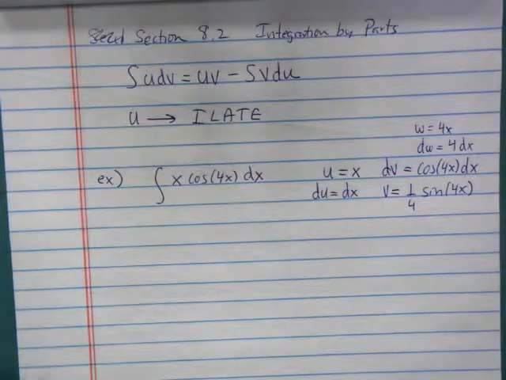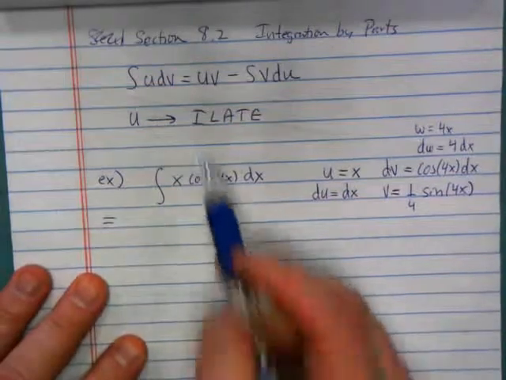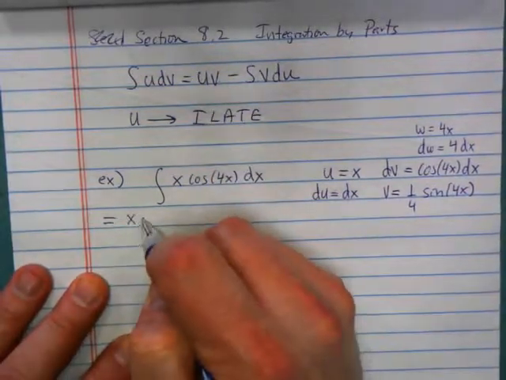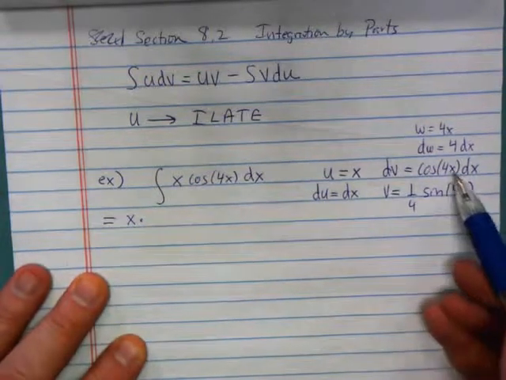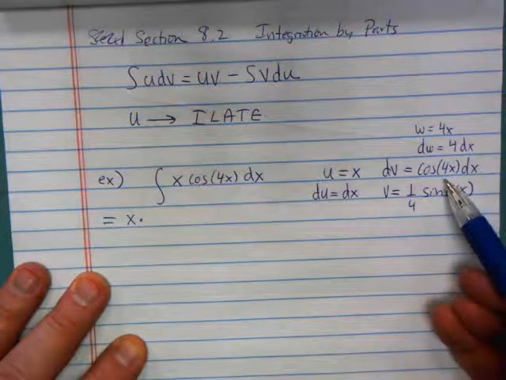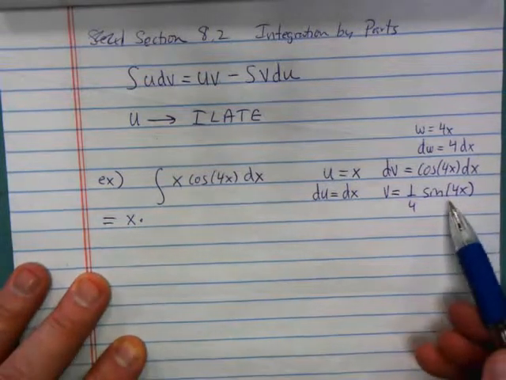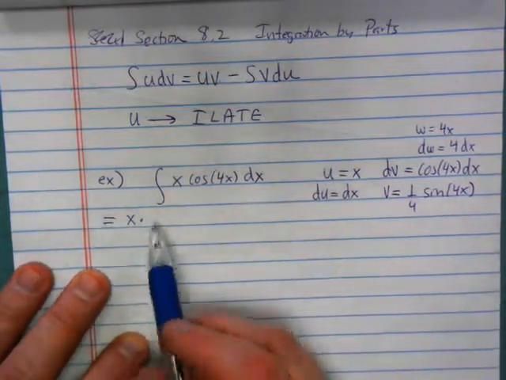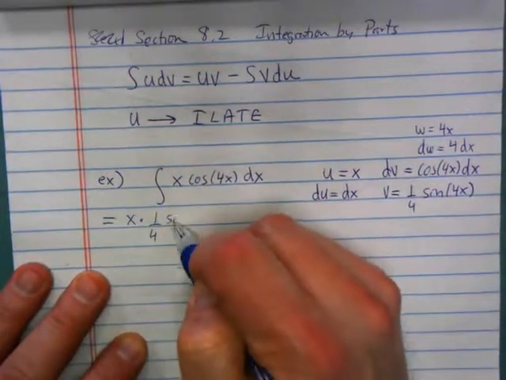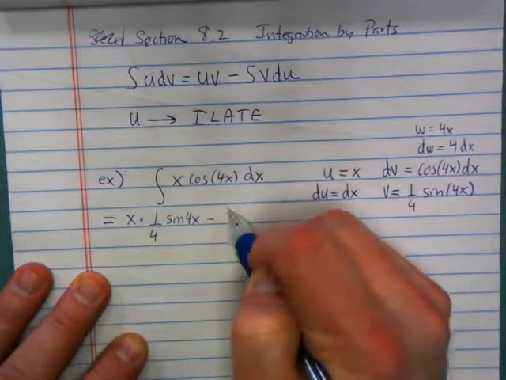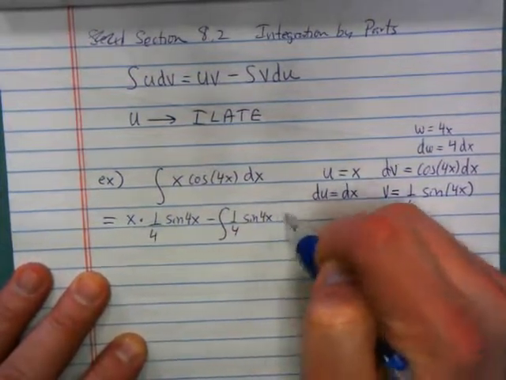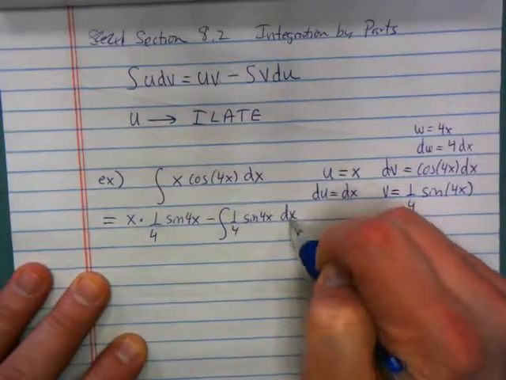All right, so now we use our formula. Our formula says we take u times v. That's x times, does it really matter if I used w or not, by the way? I mean, could you have used p or r or any other letter? I was just being stubborn, that's correct. Any letter will work. Anyway, u times v is x times 1/4 sine 4x minus integral of v, which was 1/4 sine 4x, du, and du happened to be dx.